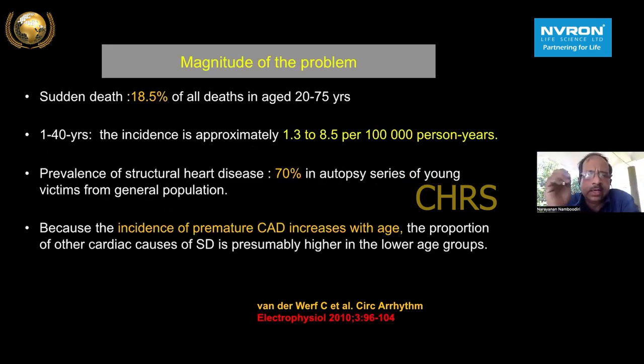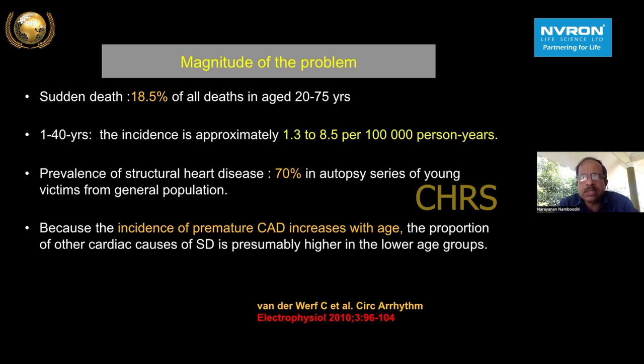If you take sudden death as per the definition I described, almost 1/5 of deaths happening in 20 to 75 years is sudden death, and the incidence comes to the tune of 1 to 9 per 1 lakh person years. The importance is that structural heart disease accounts for a significant proportion of these patients in young victims, and the commonest cause is premature CAD even in the young.